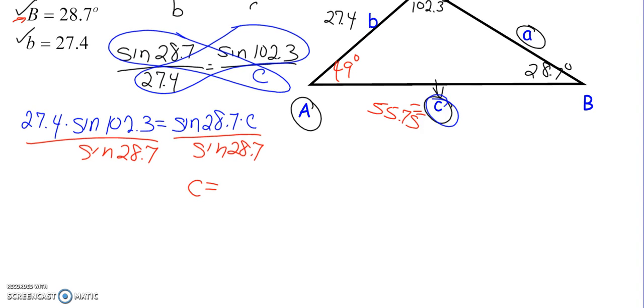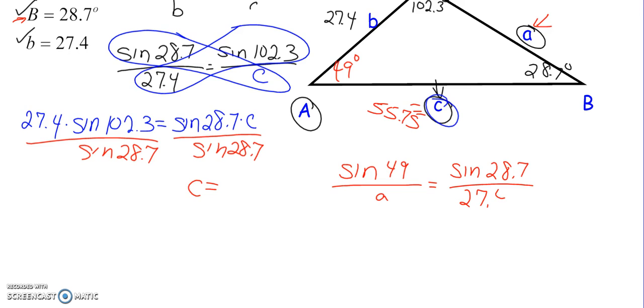To get my last side, side a, well, it's another law of sines. You would set up sine of 49 over a equals, and at this point, it doesn't matter if you use the b's or the c's. So let's use the sine of 28.7 over 27.4. I'm using the b's. You'd be more than welcome to use the c's. From here, it's cross multiply, which I hope you can do.